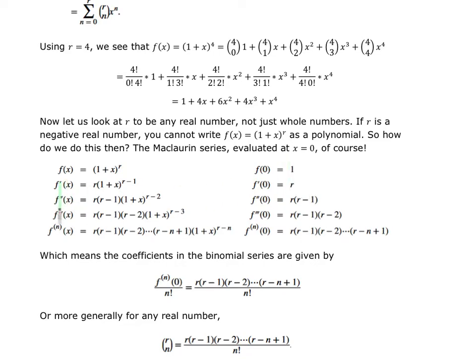So here's my f of x is equal to 1 plus x raised to the r. My first derivative, second derivative, all the way down, and then I evaluate at 0. Well, when x is 0, I have 1 raised to the r. And then when x is 0, I have 1 raised to the r minus 1, which is still just 1, times r. And we get this, which means the coefficients of the binomial series, when r is not a whole number, are going to be in this form. Any coefficient is going to be r times r minus 1, r minus 2, all the way up to r minus n plus 1, divided by n factorial.